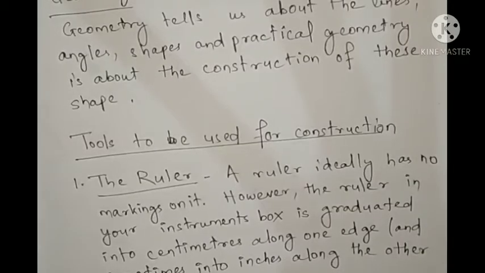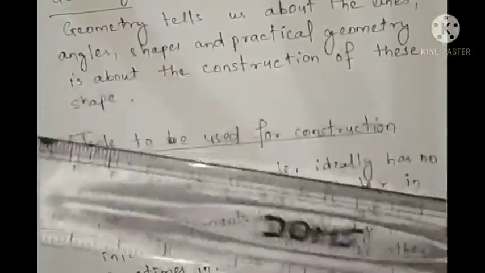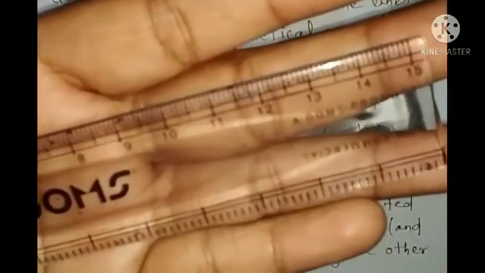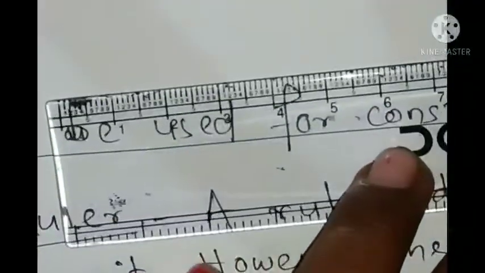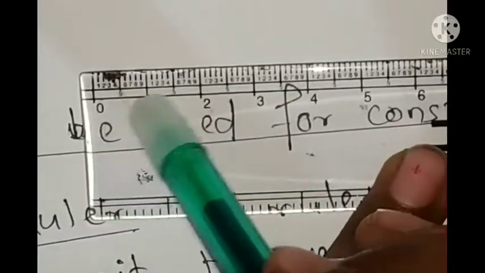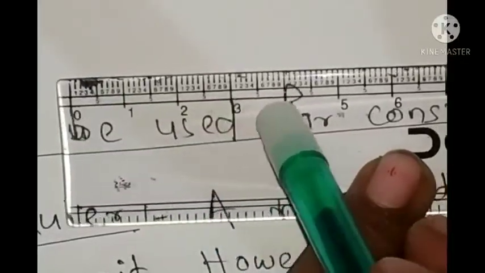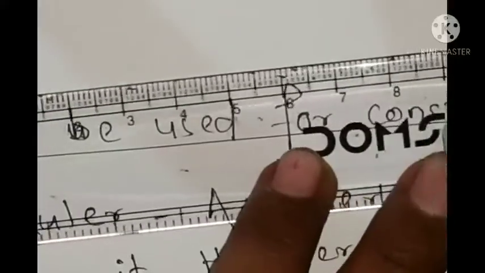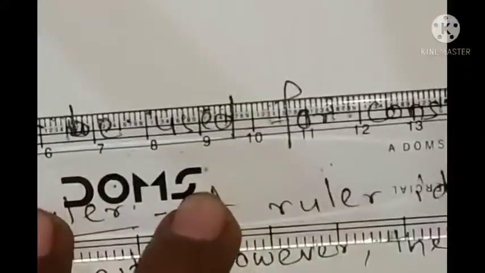So see, this is your scale. Look at here, this portion is centimeter. If I zoom it, then you can see it properly. Look, these are centimeters. Here 0, then 1, 2, 3, 4, 5, 6, 7, markings are there till this. So this is 15 centimeters.